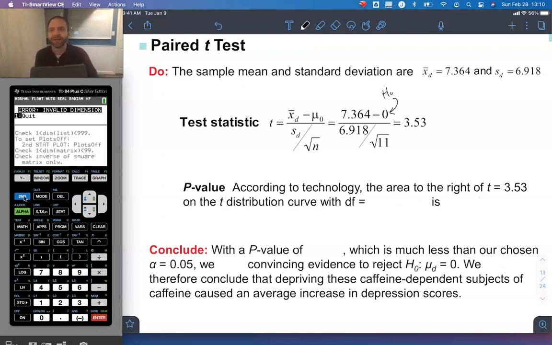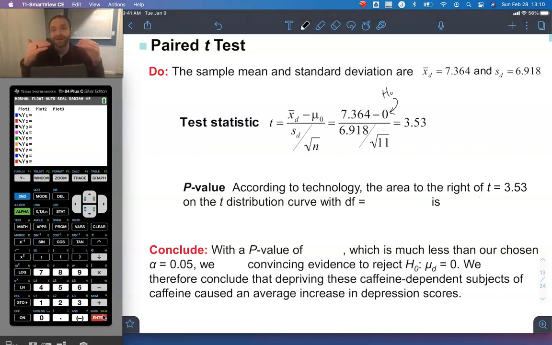Maybe I have an error because I turned on something. Knowing how to use your calculator is extremely helpful. So look at that. I'm going to turn off my plot 1, because it's trying to graph my plot 1 and at the same time this t-test, two conflicting things. It doesn't work that way. So I cannot have any of my plots turned on when I'm trying to do this.